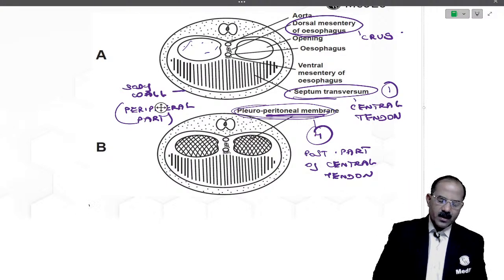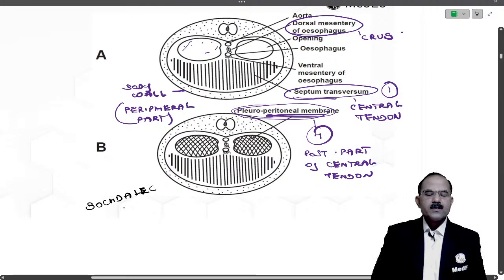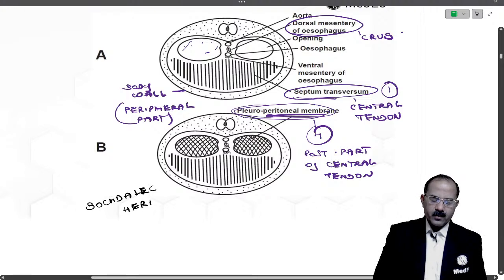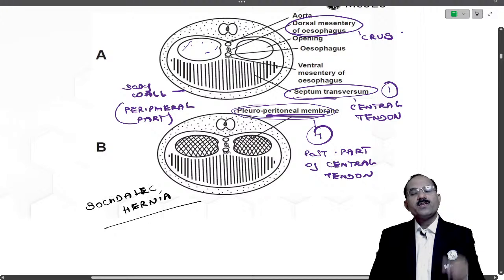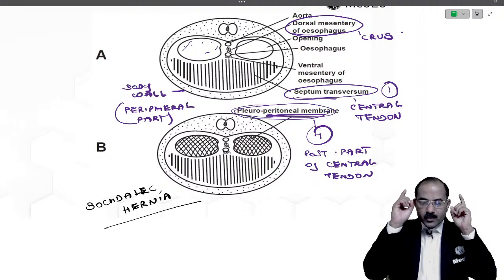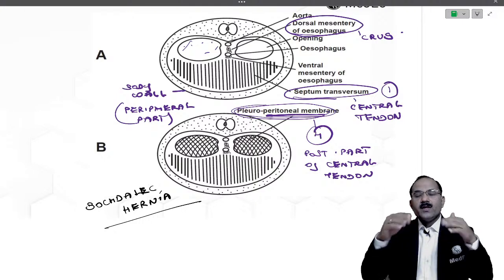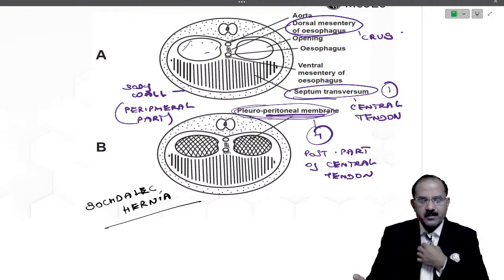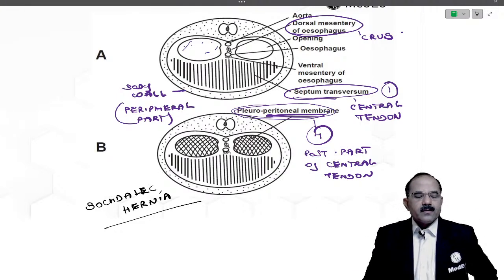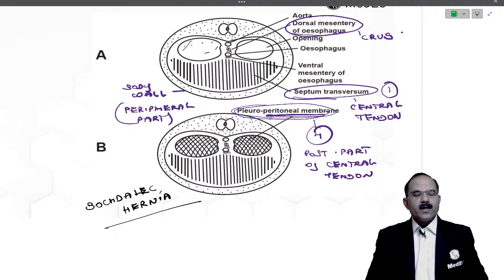It is known as, children, its name is... it is known as Bochdalek's hernia. Okay, very good, Shantanu. It is known as Bochdalek's hernia. What is Bochdalek's hernia? That's a non-fusion of the pleuroperitoneal membranes, right? And what herniates up? Many organs herniate up, but the most important organ is the kidney. Remember, kidney. Okay, clear? Clear to all of you, children?